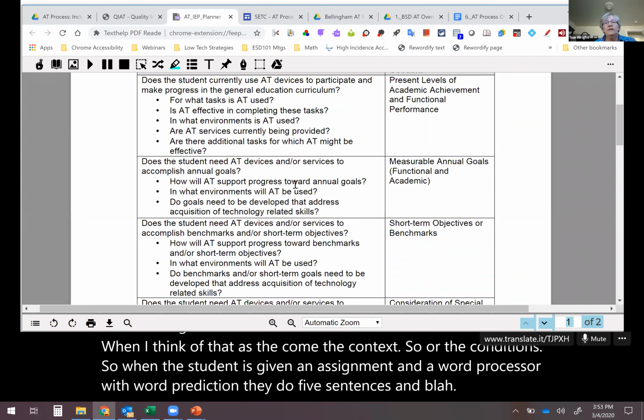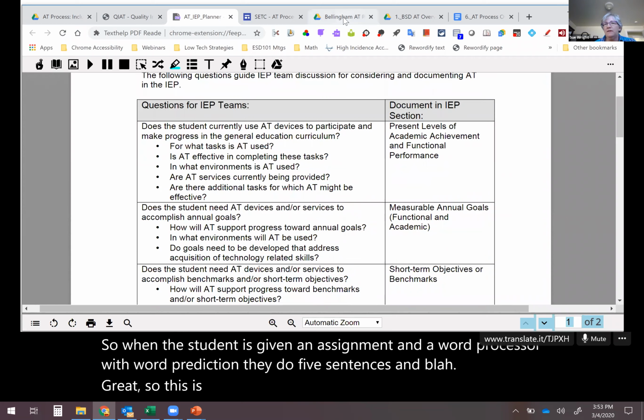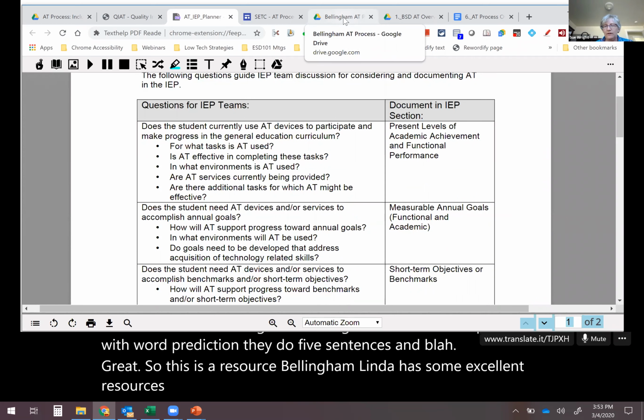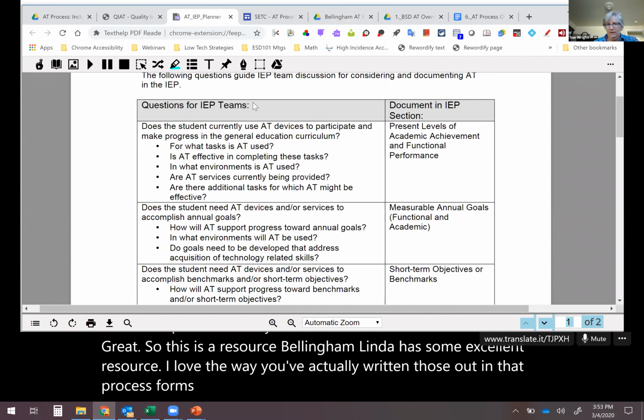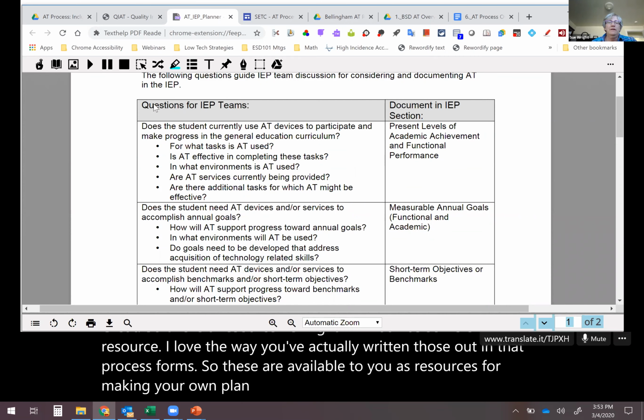Great. So this is a resource. Bellingham, Linda has some excellent resources. I love the way you've actually written those out in that process form. These are available to you as resources for making your own plan for how you want to do this.